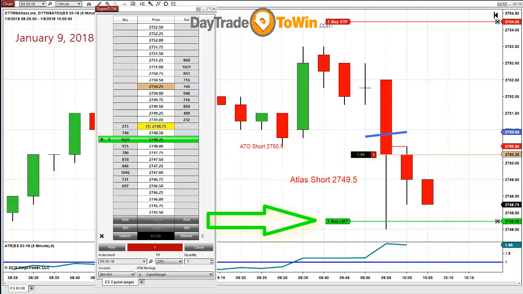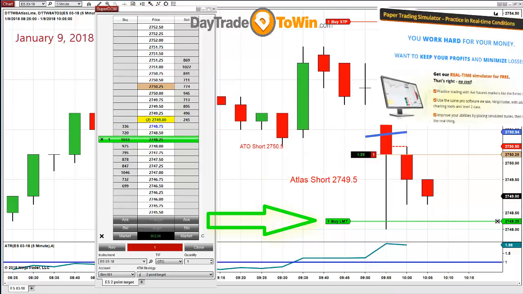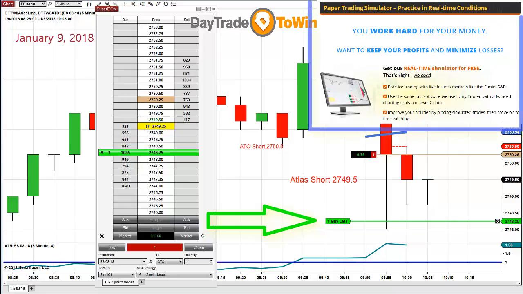Now, I want you to practice. I don't want you to enter into the market with 5, 10, 20 contracts. Start nice and small, even practice on the simulator that we provide. It's a free simulator which allows you to practice without having to lose any money to make sure that you understand the rules.